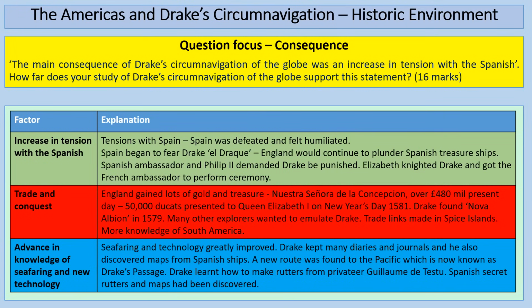Drake learned how to make rutters from privateer Guillaume Le Testu. Spanish secret rutters and maps were discovered as well. So huge advance in knowledge of seafaring and new technology. And again, bringing your wider knowledge of Elizabeth, of course, by saying that, you know, this kind of knowledge would certainly help people like Walter Raleigh in the future when he went to scout out the Roanoke colony in Virginia in North America as well.